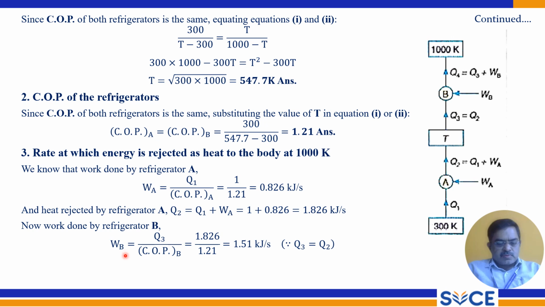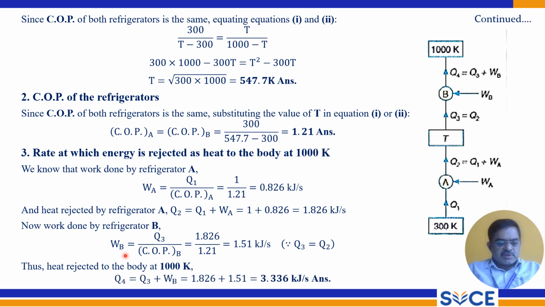So 1.51 kilojoules per second is the answer for WB, the work done for refrigerator B. And then the heat rejected to the body at 1000 degree Kelvin, that is equal to Q4. So Q4 is equal to Q3 plus WB. Q3 equal to Q2, which is 1.826, plus 1.51, that is WB, and that is equal to 3.336. That is the rate at which the energy is rejected as heat by the body at 1000 degree Kelvin.